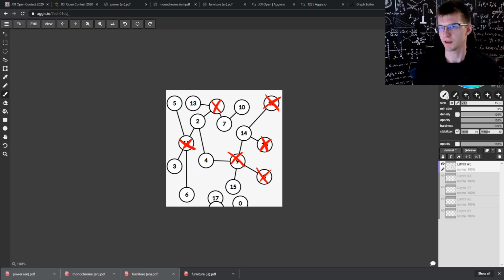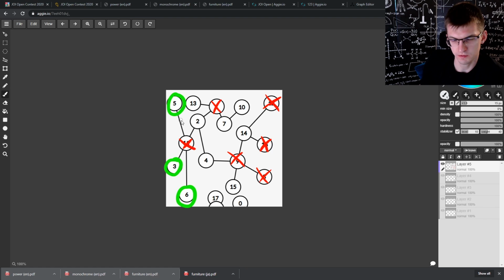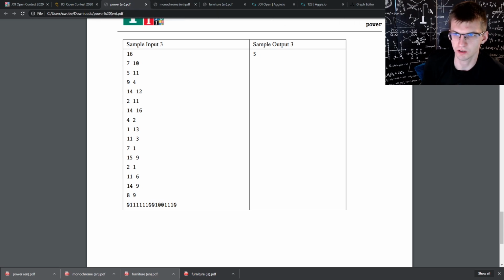Cool. Then I bet that we take... What do we take? 3, 6, 5, 13 and 7. That is stupid. And I can take here a 4. Then it will be 1, 2, 3, 4, 5, 6 minus 1, 5. I think that's the intended, that's the correct answer.